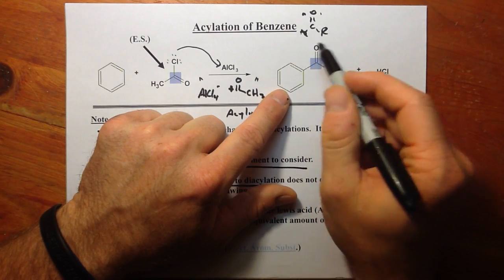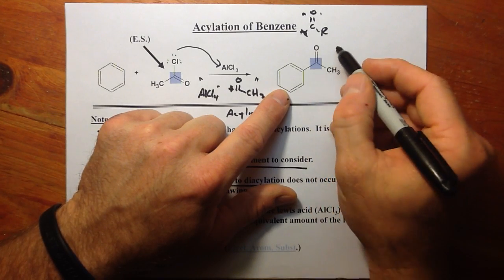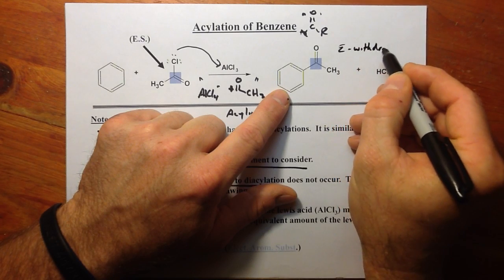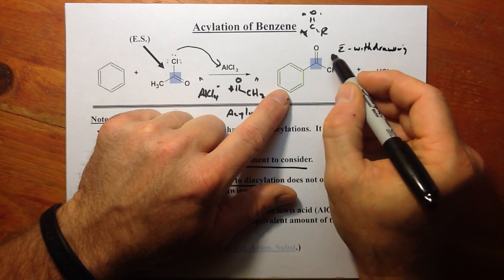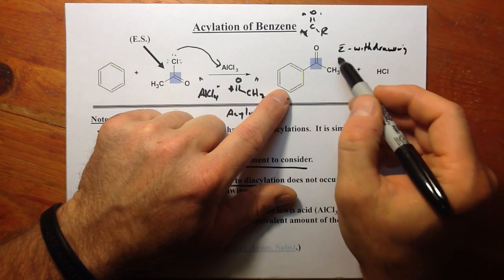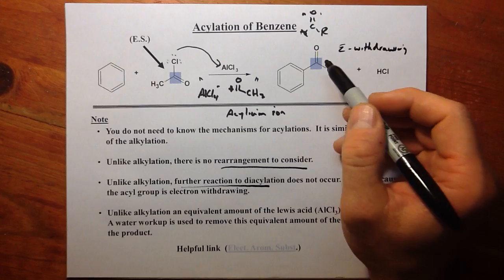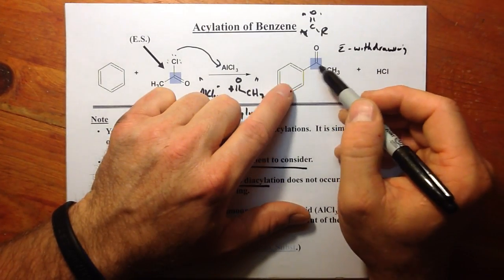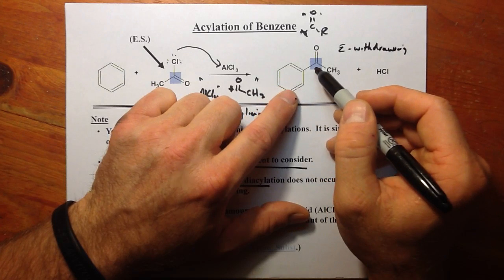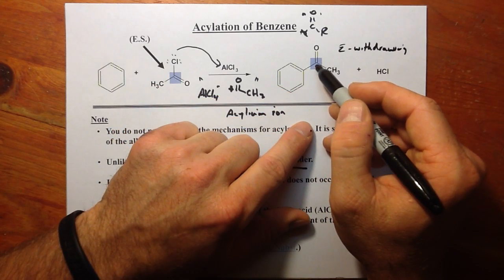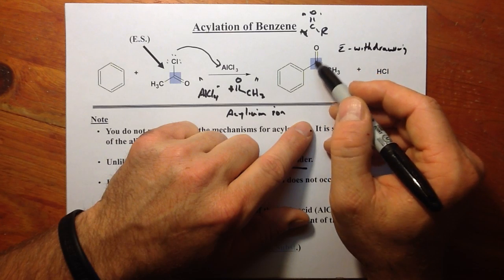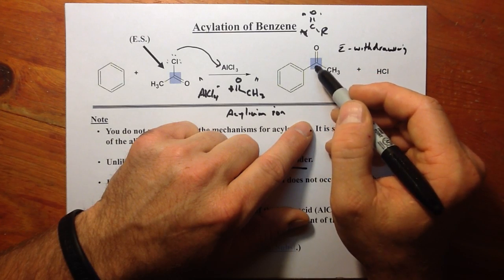Well, this whole thing is not a donating group. It's an electron withdrawing group. It's electron withdrawing. This whole group is electron withdrawing. And we know that because we can see how inductively and by resonance this group would interact with the ring. This carbon is partially positive, made so because of the oxygen's pull on it through the pi bond and the sigma bond. So it's partially positive.